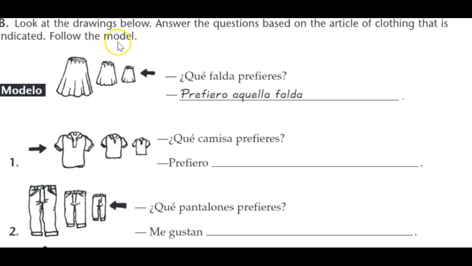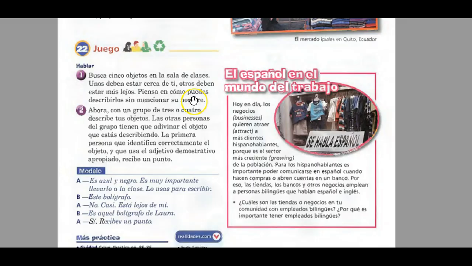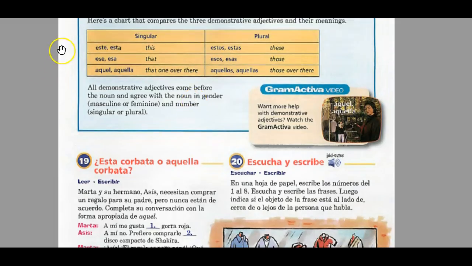Now, with this one, you're going to look at the drawings and answer the questions based on the article of clothing that is indicated. Now, you kind of have to look at this 3-dimensionally. Like this one is close to you. This one is a little further away, and this one is furthest away. So you're going to use one of those words that you had in the grammar. You're going to use either este, esta, estos, or estas, or ese, esa, esos, esas, or you're going to use aquel, aquella, aquellos, aquellas, depending on the number and the gender of the item you're talking about.